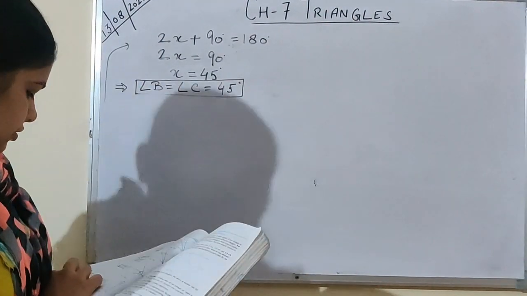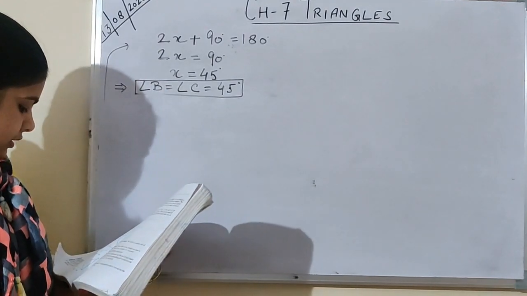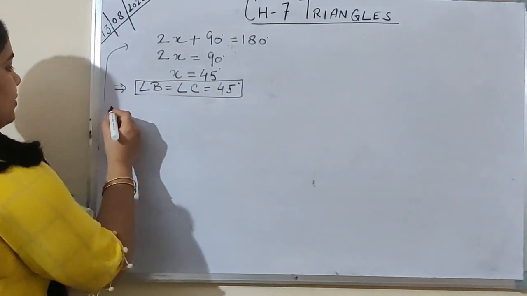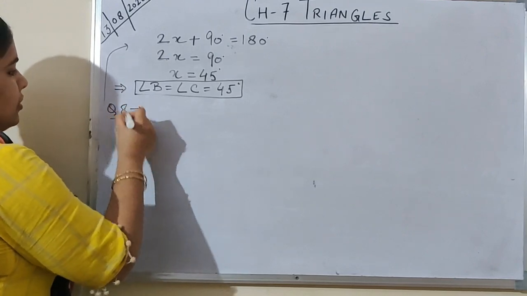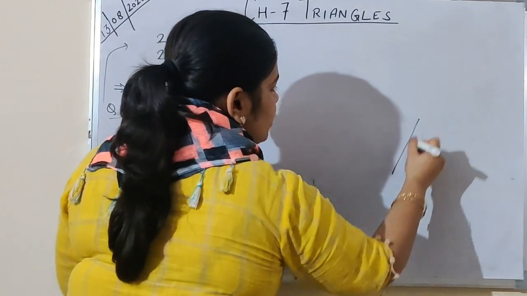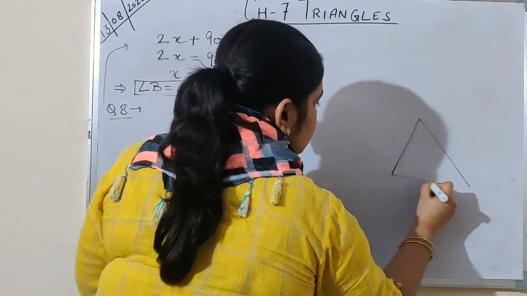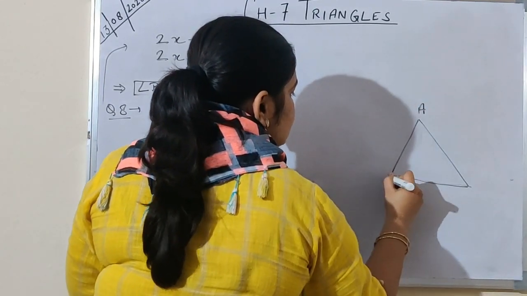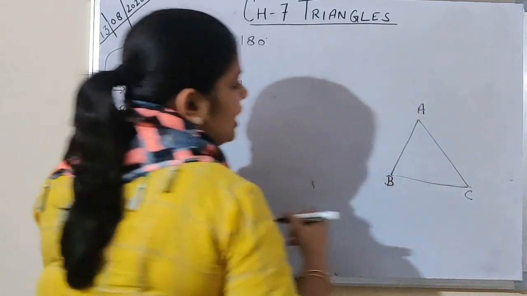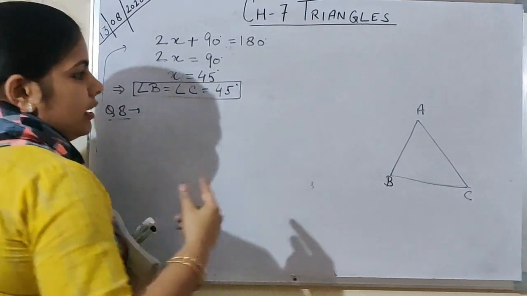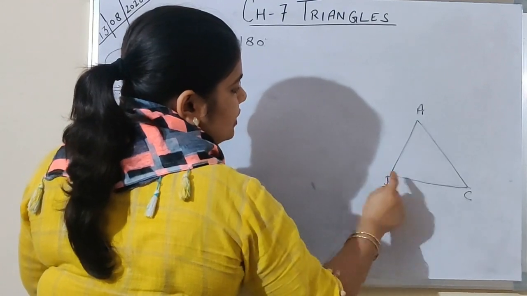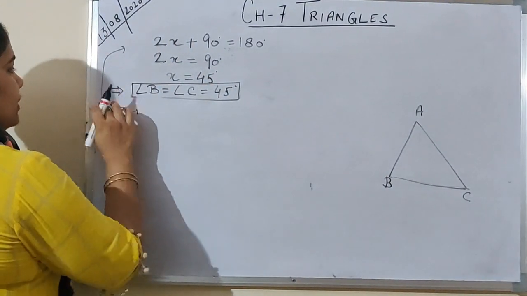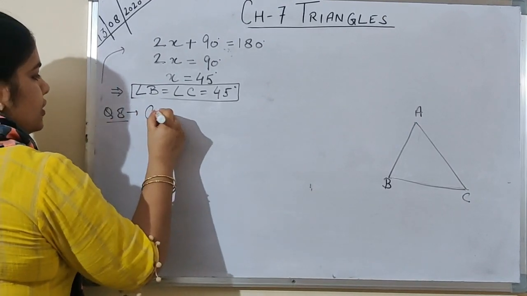According to the question, show that the angles of an equilateral triangle... that means, in this question, a triangle is given to us, and that is an equilateral triangle, and we have to prove that the angles in this equilateral triangle are 60 degrees each. So, I'm writing over here what is given to us.